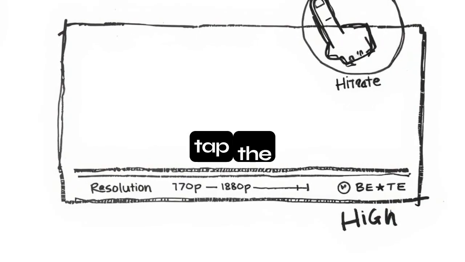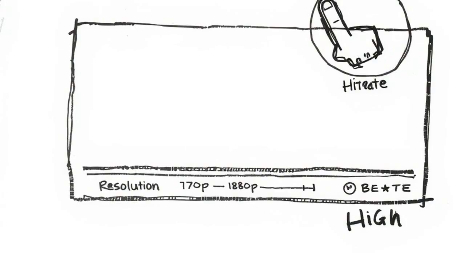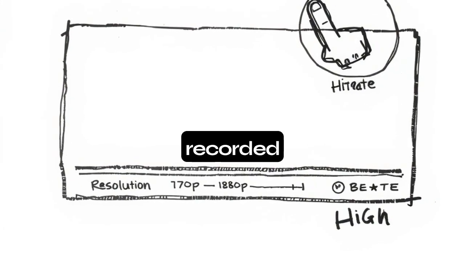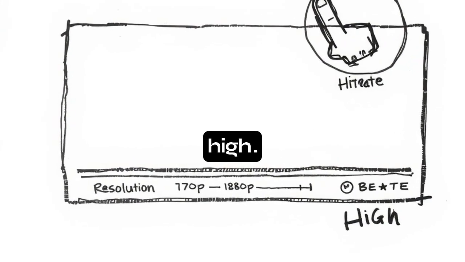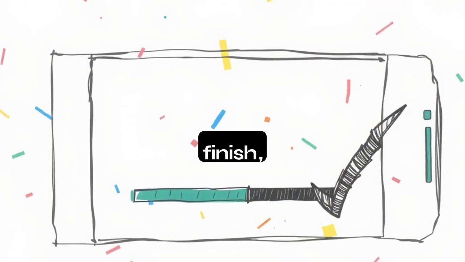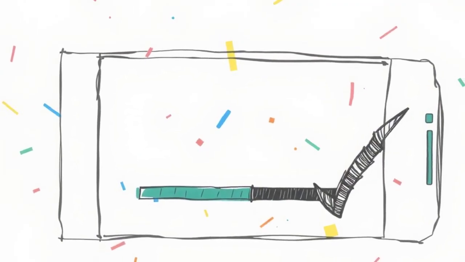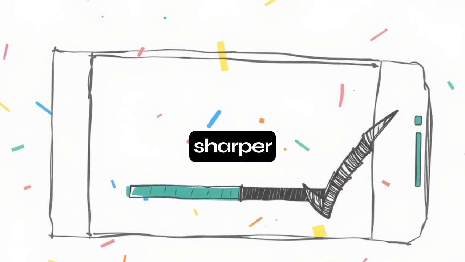When you're happy, tap the export icon at the top. Choose the highest resolution your clip was recorded in, and keep the bitrate on high. Hit export, wait for it to finish, then play your saved file. Your video should now look much sharper and ready to share.